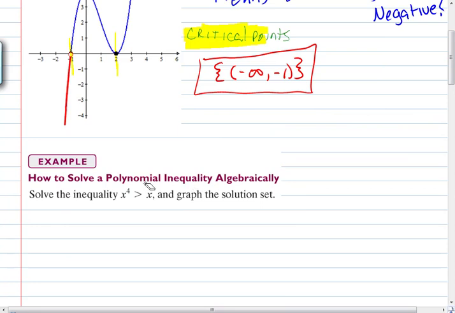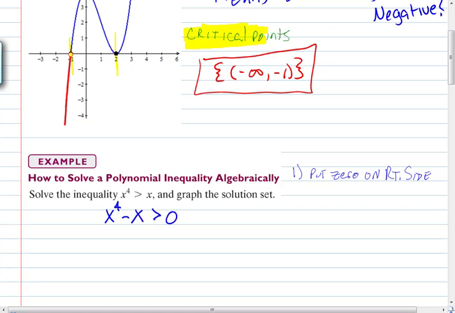How to solve a polynomial inequality algebraically. If this is the inequality, the first thing you want to do is get a 0 on the right-hand side. So that's your first step. Put a 0 on the right-hand side. In order to do that, I'm going to have to subtract x from both sides. So that's going to give me the polynomial inequality x to the fourth minus x is greater than 0.